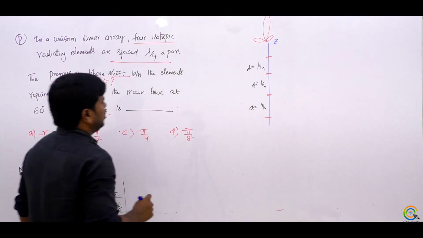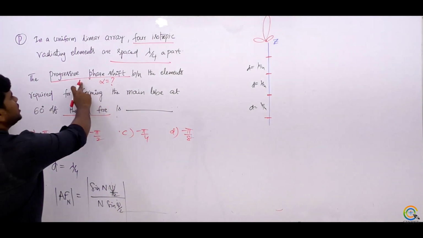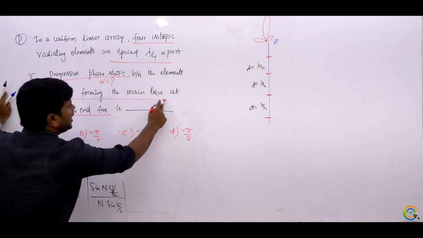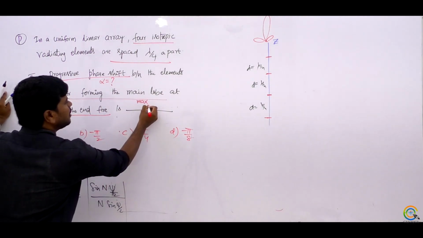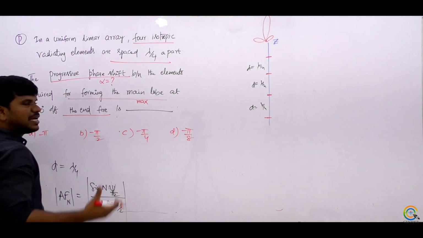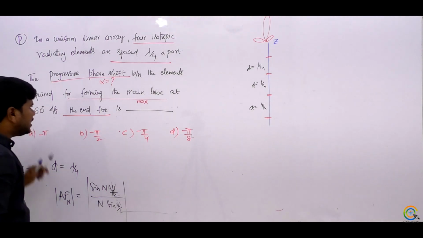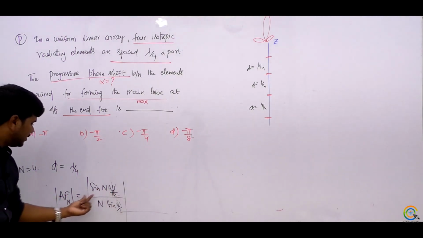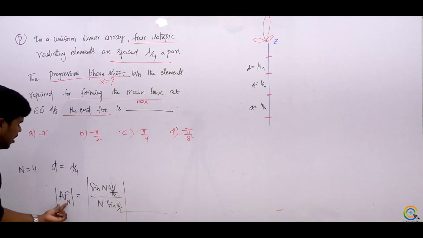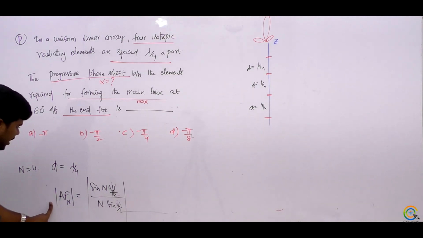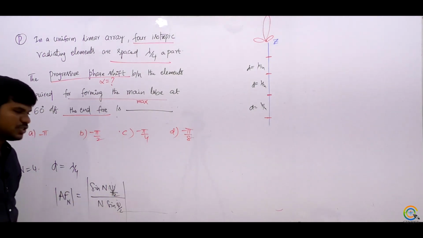Now what he has asked is the phase shift alpha you have to find for forming the main lobe. The main lobe is nothing but the maximum point. For finding the maximum, what should the normalized array factor be? It must be 1. So where will you get 1? Here you will get 1 when psi is equal to 0.